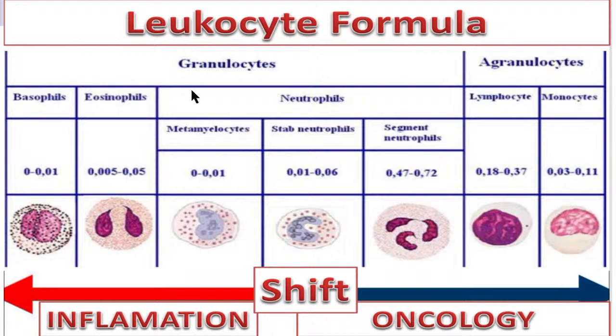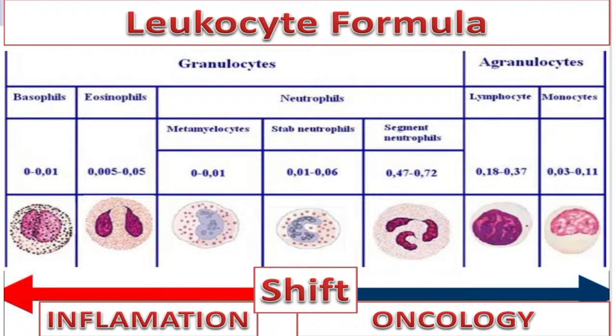But we have to identify them in the blood smear during some disorders, for example, a shift of the leukocytic formula to the left. In the left corner we have basophils, ordinary parameters 0 to 0.1%. These are basophils, which can be identified very seldom in the blood smear, very seldom.